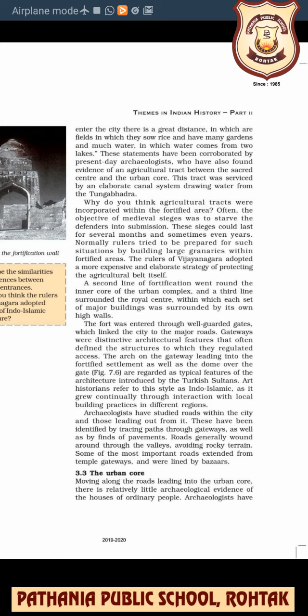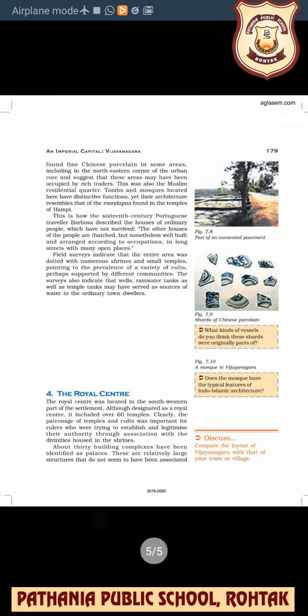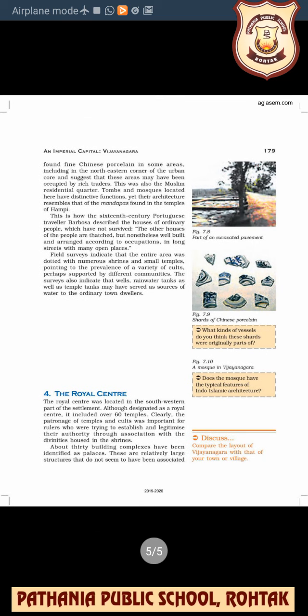there also a different type of architecture was found, and the survey indicates that the entire area was dotted with numerous shrines and small temples, pointing to the prevalence of a variety of cults and of different communities. Means when the survey was done of this area, so many shrines, pilgrimages and small temples were found. So उससे हमें क्या पता चलता है? It means that people were following different cults, and all these were supported by different communities.